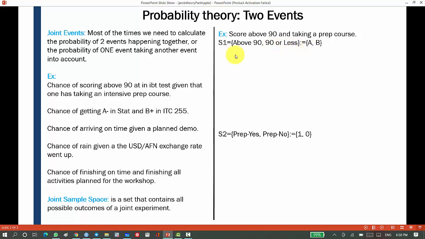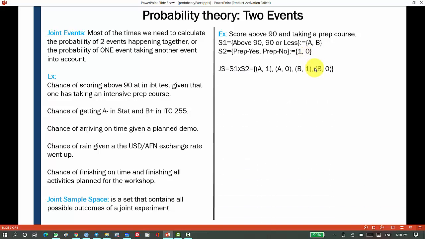And then the sample space of taking a preparation course is preparation yes or preparation no, denoted by 1 and 0. Then the joint sample space of this joint experiment is S1 times S2, which is the Cartesian product of S1 and S2: A1, A0, B1, and B0. Remember that A and 1 is the case when the candidate gets above 90 and visited the preparation course.